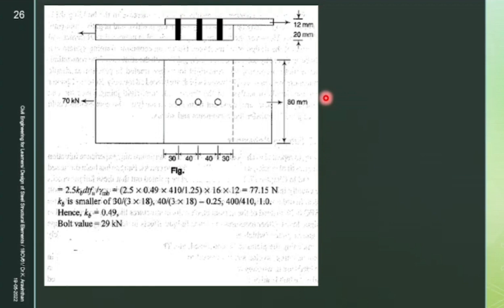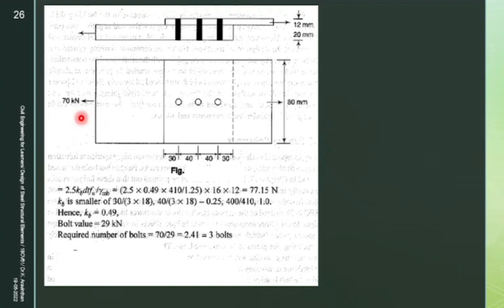Okay, how many bolts are required to carry 70 kilonewton? If one bolt can carry 29 kilonewton, how many bolts are required? 70 divided by 29. So what is your answer? 2.4. Around 3 bolts you require. If you provide 3 bolts, what will be the strength of 3 bolts? 29 into 3 is how much? 87. Now what is the force which is applied here? 70. Can these 3 bolts take care of the force? Yes. Now this is your design.